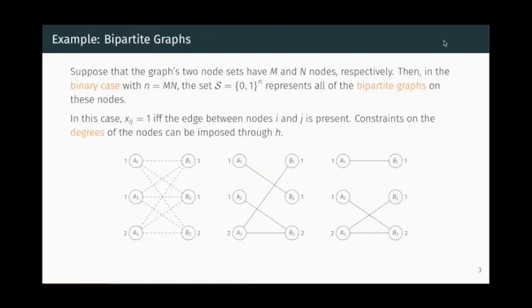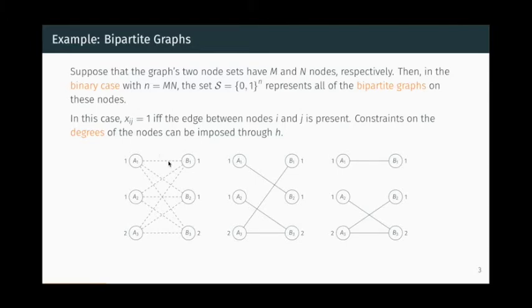So let me talk briefly about the problem of sampling bipartite graphs using given degree constraints. As you know, in a bipartite graph you have 2 classes of nodes, and the edges can only go from one class to the other one. So with our notation, the set S, which is a binary case, represents all of the possible bipartite graphs. And here n is just the number of possible edges, which in this case would be 3 times 3 equals 9. Our variables x_ij represent the presence or absence of an edge. If x_ij is 1, the edge is present, and if x_ij is 0, the edge is absent.